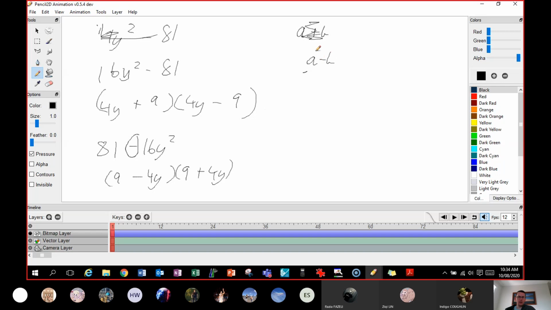And what you really want to do is take the square root of A, and the square root of B: the square root of A, minus the square root of B. So wherever the negative is, that's going to be the positive and negative one. But you're just doing the square root of them. So for example, the square root of 81 is 9. Because this is negative, the square root of 16 is 4, and the square root of y squared is y. So it's negative 4y, positive 4y.